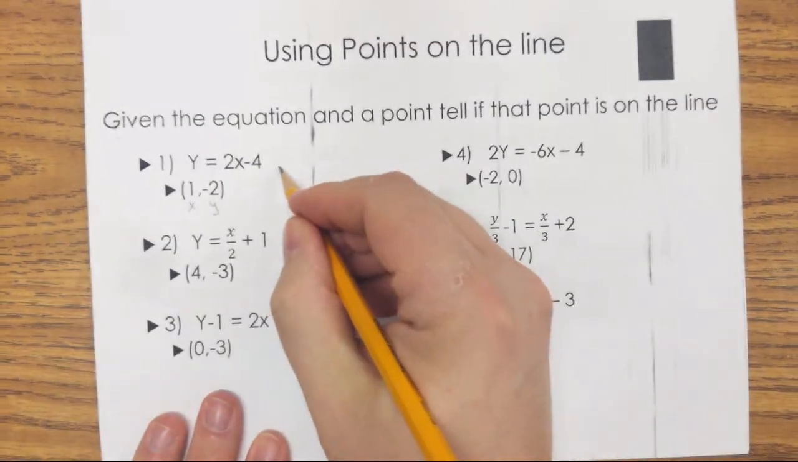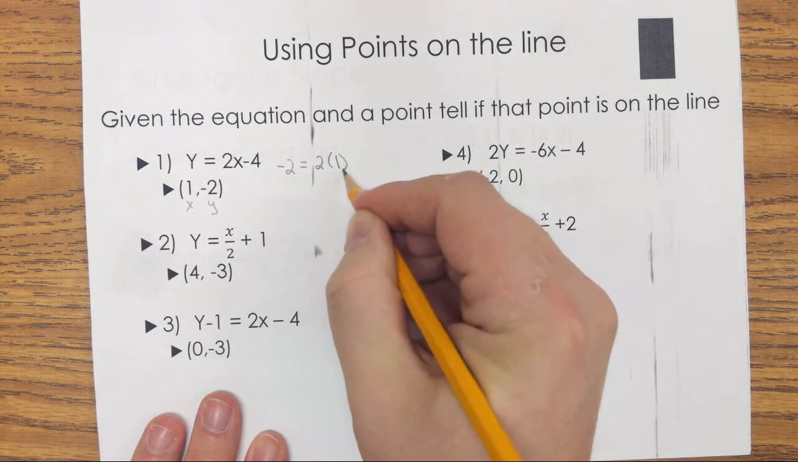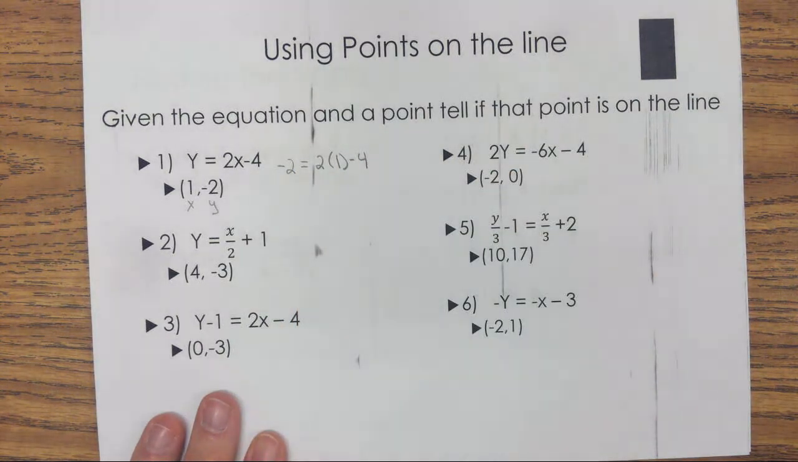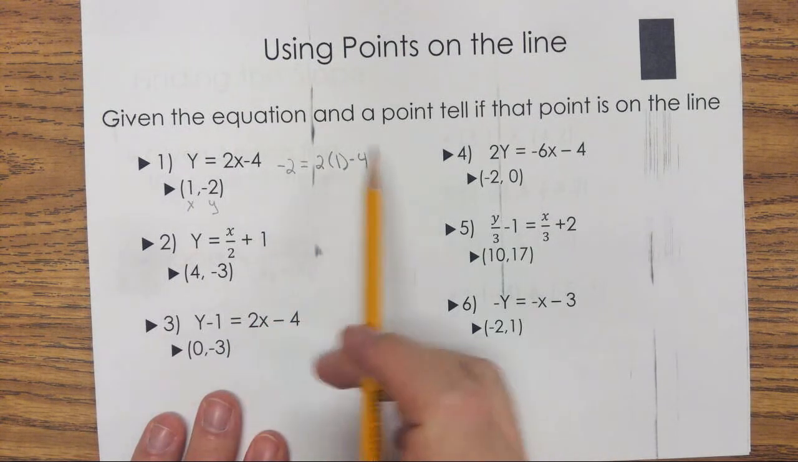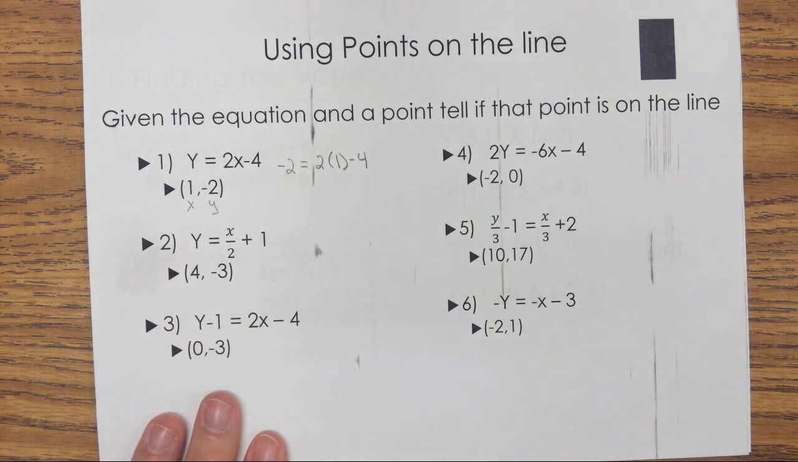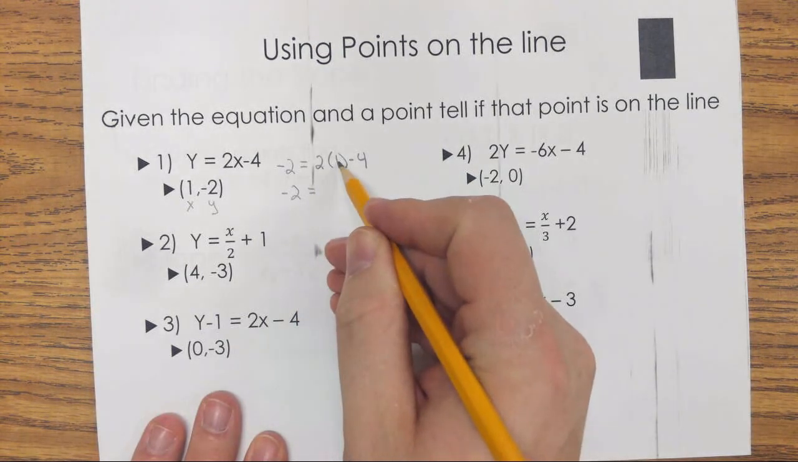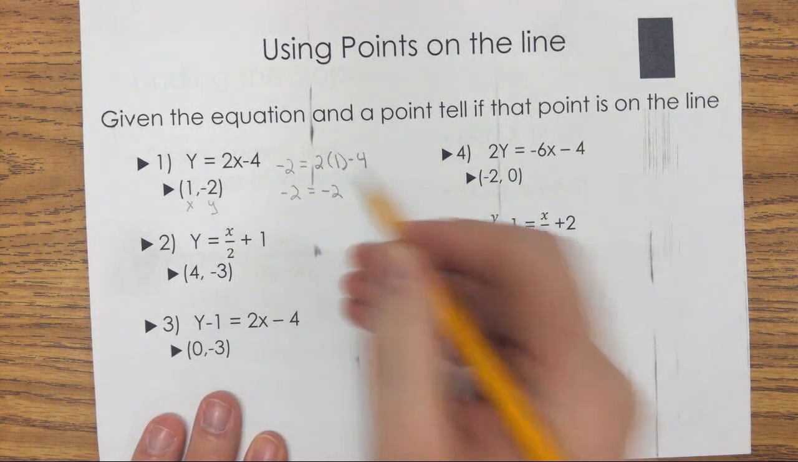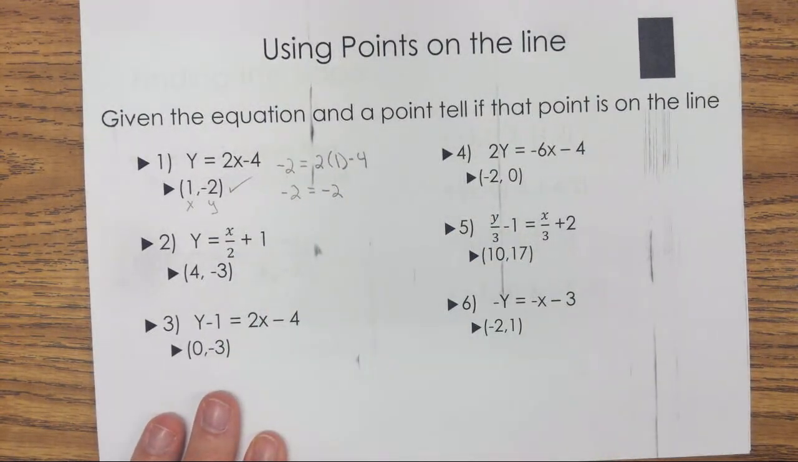Okay. So I'm going to have negative 2 equals 2 times 1 minus 4. And I'm trying to see if this side is going to be equal to this side. So I'm just going to do my distribution and do my calculations on this side. Over here I still have negative 2. This is 2 times 1 is 2 minus 4 is negative 2. So this point is on the line. Not so bad. Let's do one more.